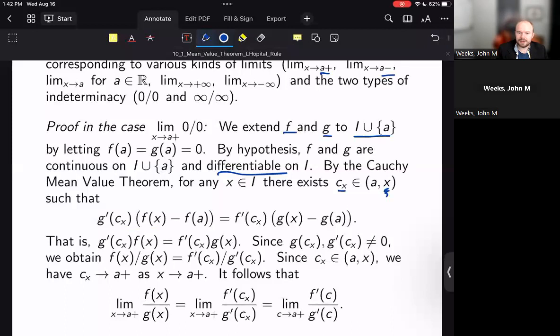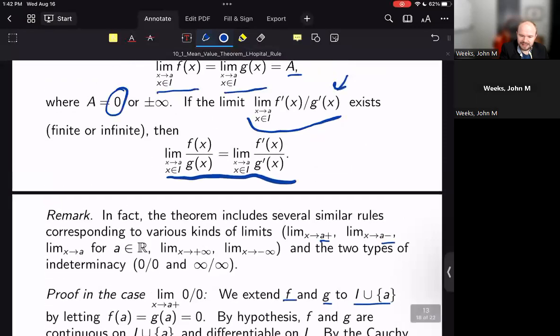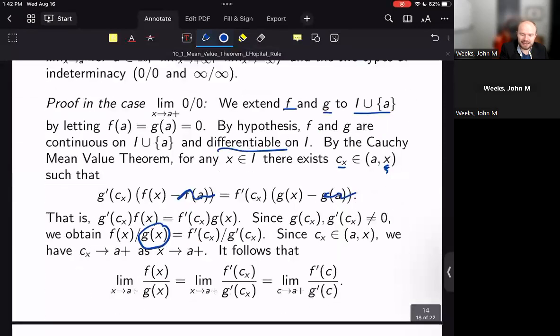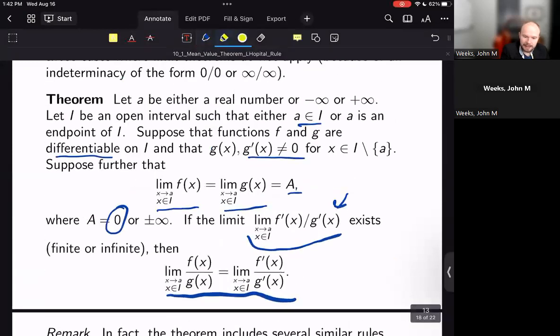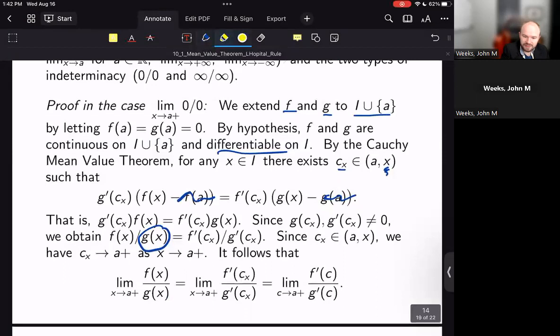Well, what's happening here? If f of a and g of a are both equal to 0, then this part goes away. Then I can start dividing some things together, and it's legal for me to divide them because here we are assuming that g of x is not equal to 0. So that's allowed for me to do. Sorry, I should highlight that. g of x is not equal to 0 up here in this theorem. So it's okay for us to divide there. We also know that g prime of x is not equal to 0 as well.